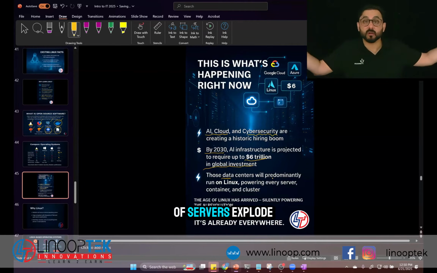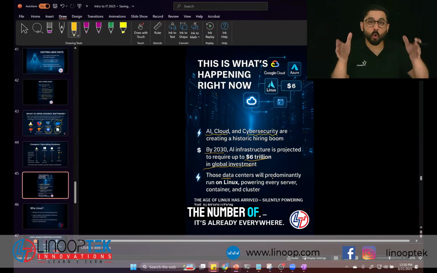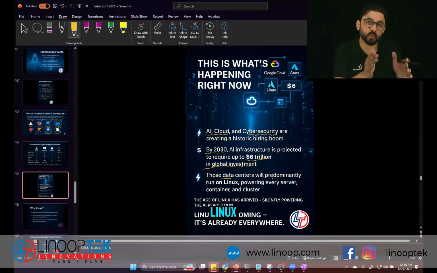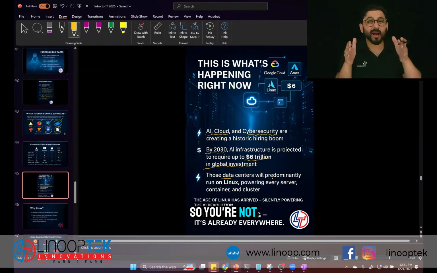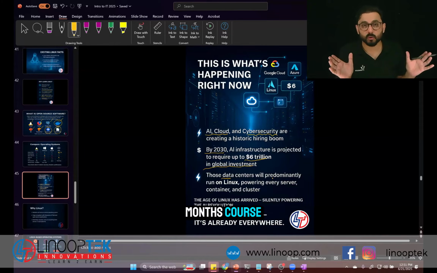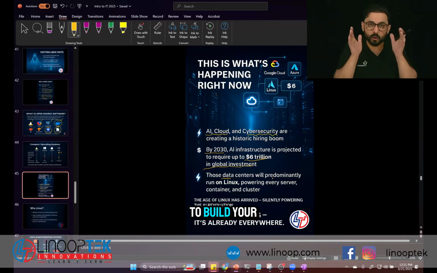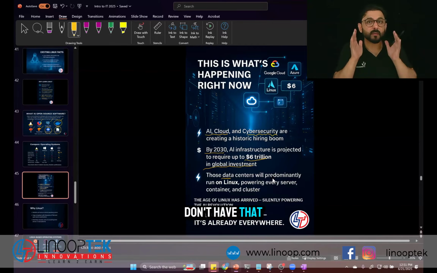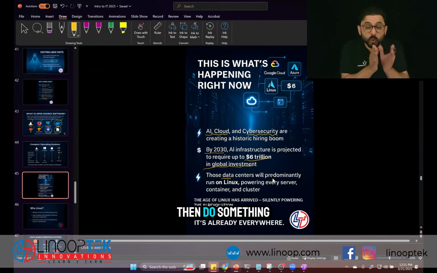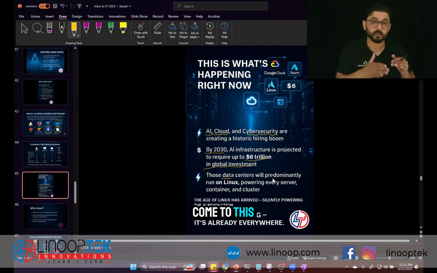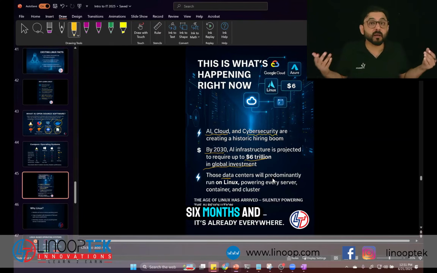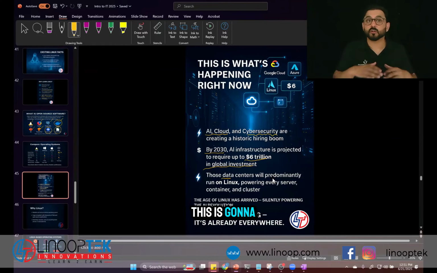And as the number of servers explode, the number of professionals who understand Linux, who understand cloud, who understand DevOps is going to explode. So you're not in it to learn a 6-month course. You're in it to build your career. And if you don't have that mindset, then do something else with your life. I always tell my students, don't come to this class thinking 6 months and this is going to change your life.